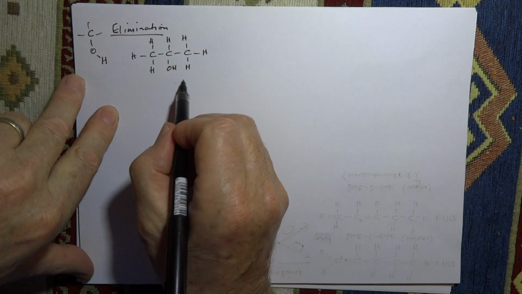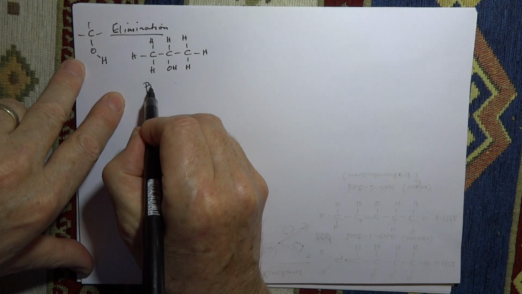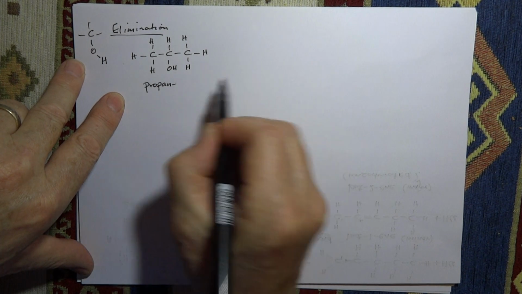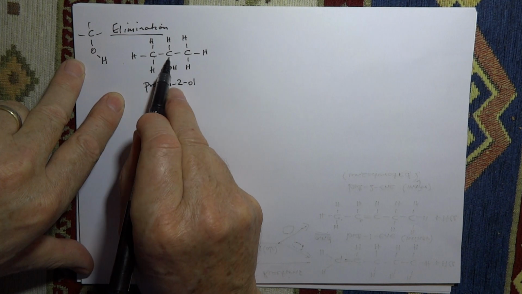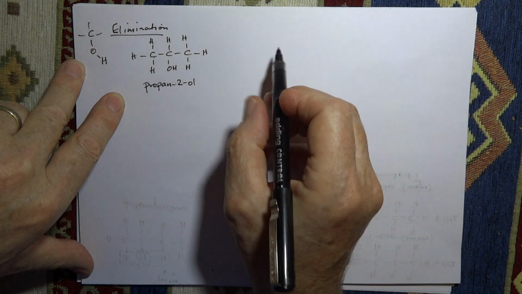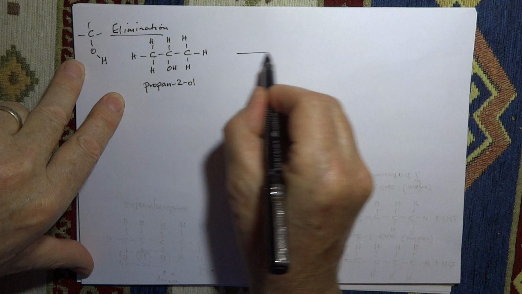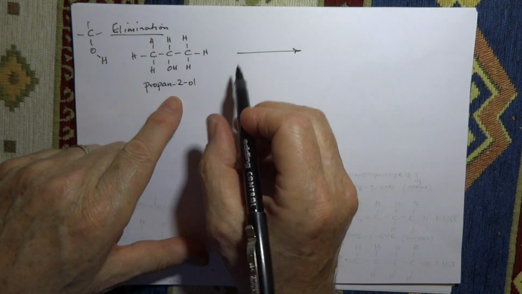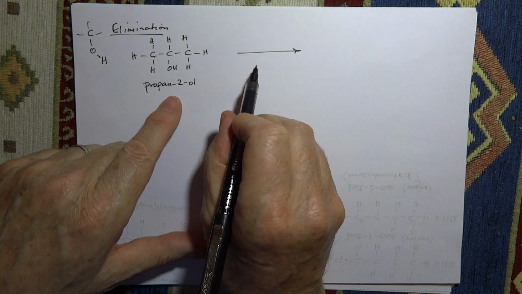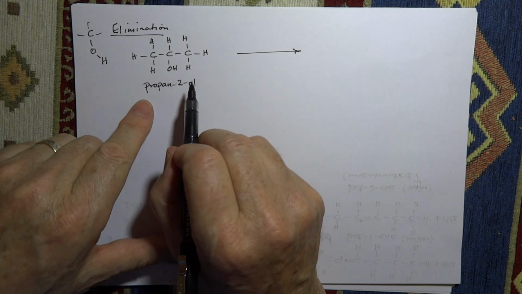So it's a homologous series of alcohols. This one is propan-2-ol, because the OH group is on this carbon number 2. Now, you can do an elimination reaction to make an alkene. However, you use a different reagent than you do with the haloalkanes.